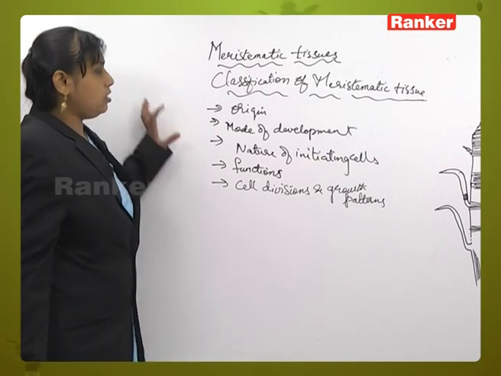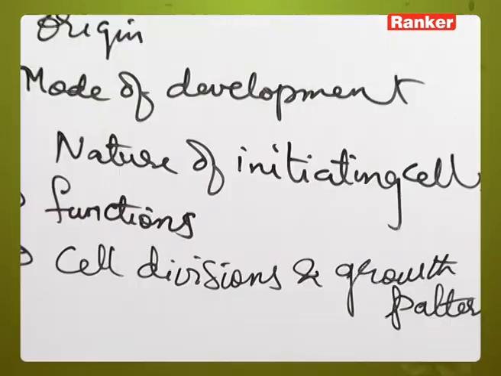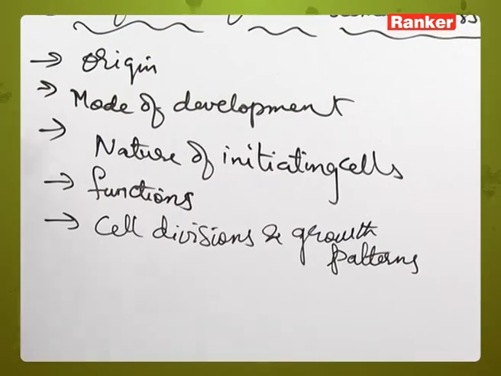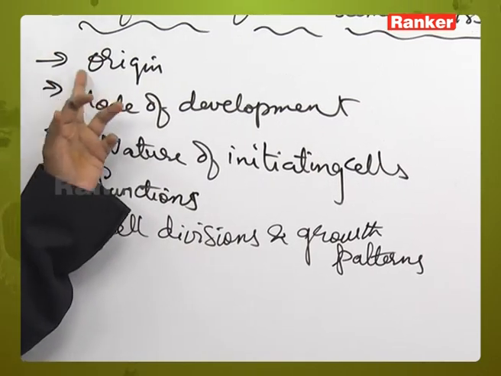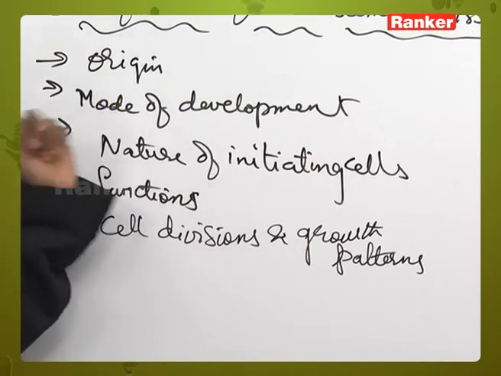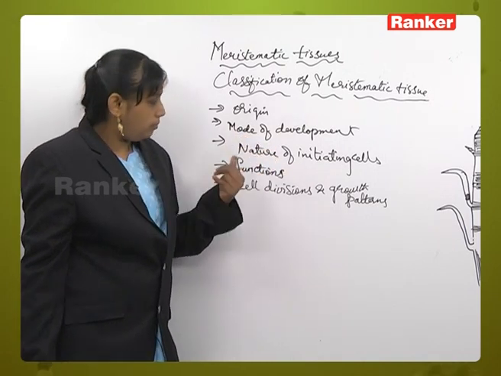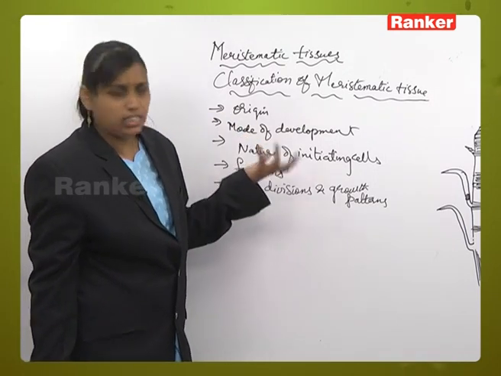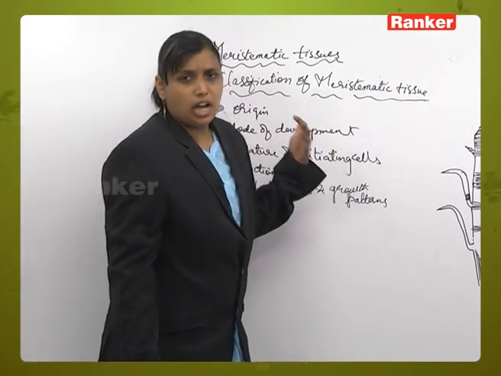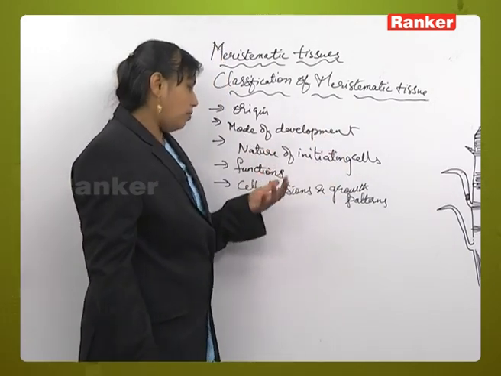The division of meristematic tissues is of different types on the basis of the origin of the tissue, or the mode of development, from which part it developed, what initiating cells are involved in the occurrence of the meristematic tissue, and what type of function it performs.